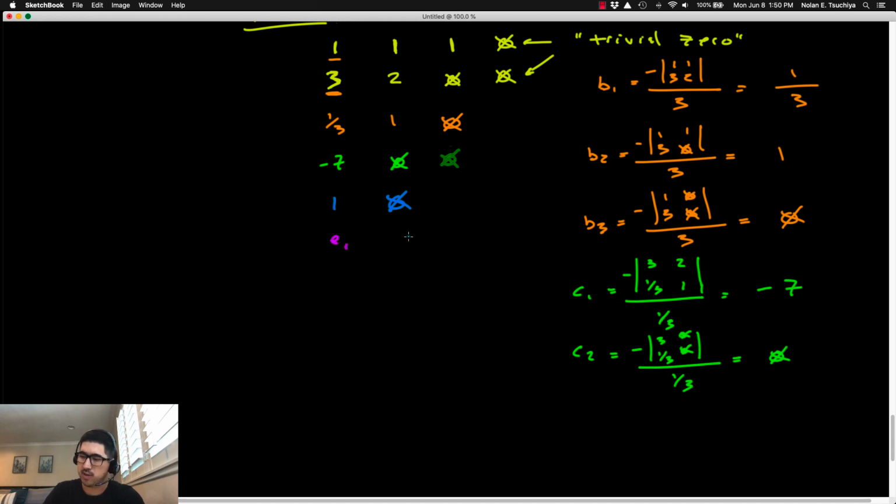Now here's the thing. When we move to the E row, E1 is equal to minus the determinant of this 2 by 2 matrix, which again contains 2 trivial zeros. So I can see that E1 is a trivial zero itself, and this is how you know the Routh table is finished. When you get a trivial zero as the first element in a row, that means that the table is complete.